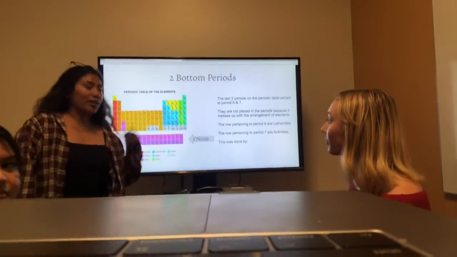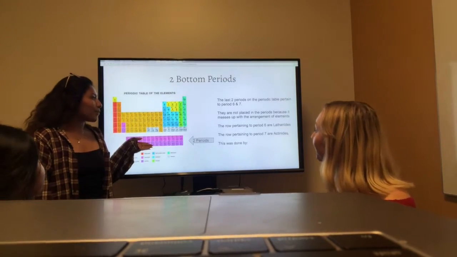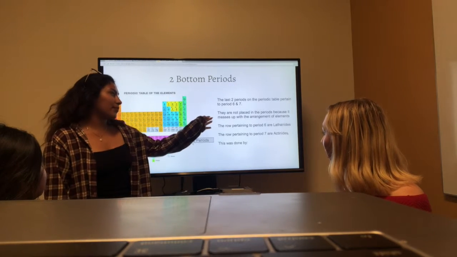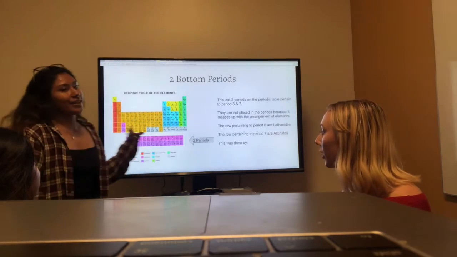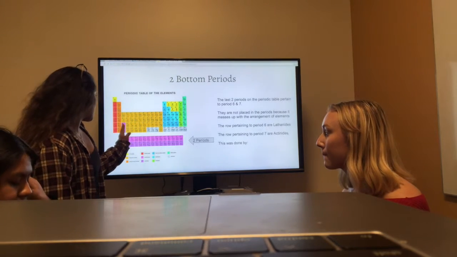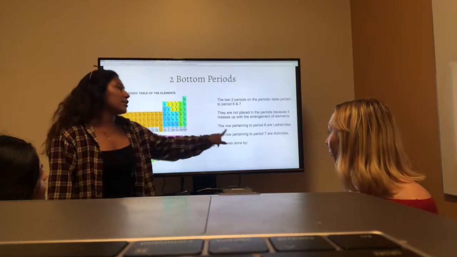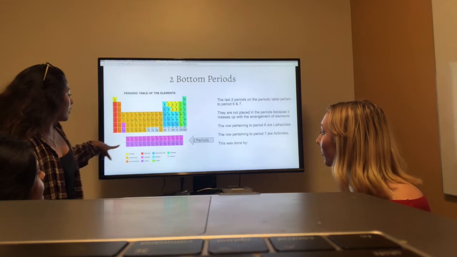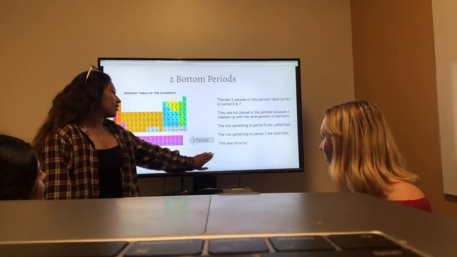Okay, so now we're going to be talking about the two bottom periods at the bottom of the periodic table. What we know about them is that they're not placed in the table because it messes up the arrangement of elements. This is basically scientists not wanting to put them there, because it would extend the two bottom periods all the way to the end. The row pertaining to the sixth period is the lanthanides, and the last one pertains to the actinides. And this is the arrangement.